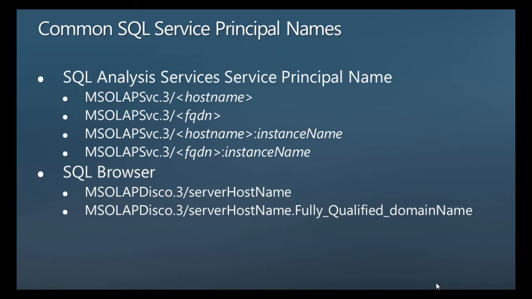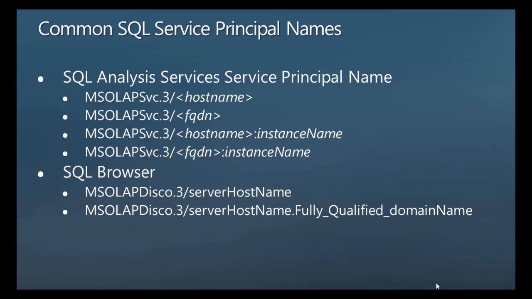For analysis services, it's very similar. You have a new service class, which is MS-OLAP Service.3. But then what's slightly different with analysis services is you have to take a look at how you register instance names. Note that unlike the relational database engine, you don't use the /instance name syntax. You actually include the instance name where you typically would put port. Note that with analysis services, you do not use port number here.